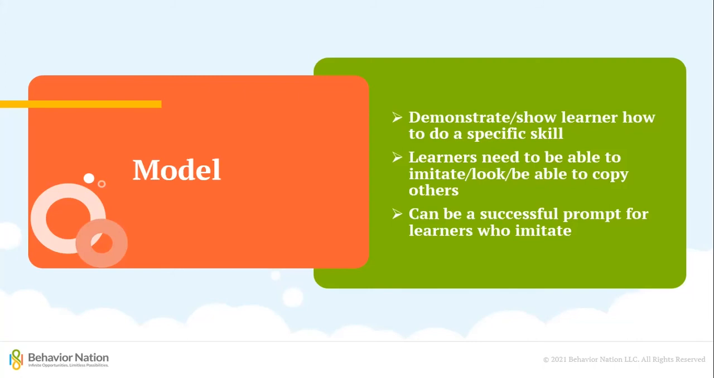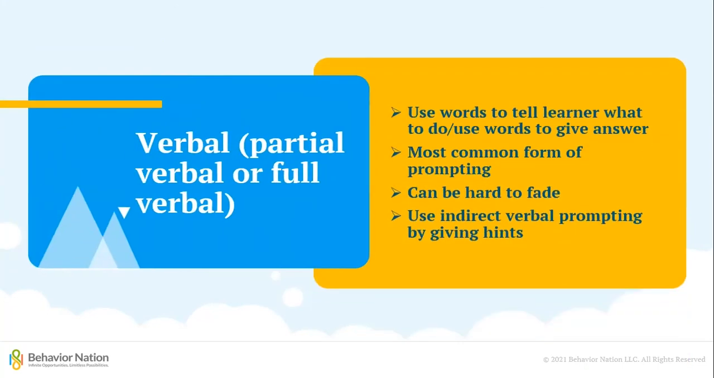Next, we will be discussing verbal prompts. Verbal prompts are when we use words to tell the learner what to do, or we use words to give an answer. Verbal prompts are the most common form of prompting, and they can be very hard to fade. For example, we may use a partial or full verbal prompt. A partial verbal prompt looks like "heh" for help if the client needs to request help. And a full verbal prompt for this same example would be the teacher stating help if the learner needs to ask for help.